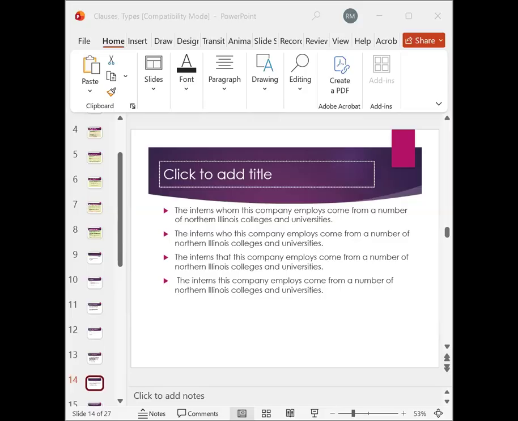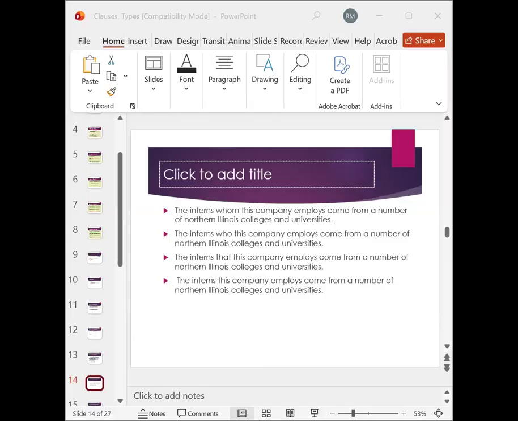Okay, so Gilbert has brought his. The relative clause is whom the company employs. That's very good. So, whom this company employs. Now, if we take that relative clause out, you realize that the sentence still makes sense. The interns come from a number of Northern Illinois colleges and universities. You see it. So whom this company employs is modifying the noun interns. The interns. Right.